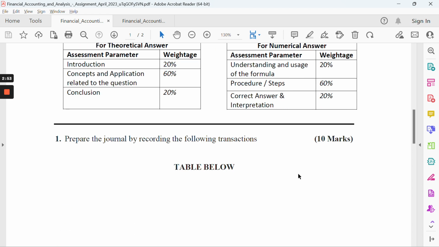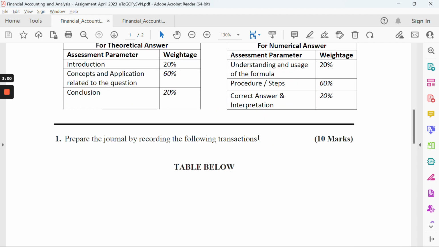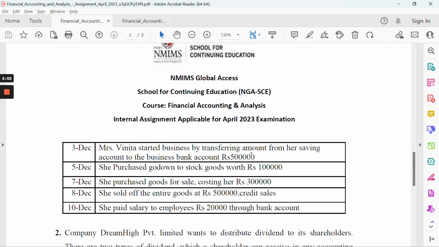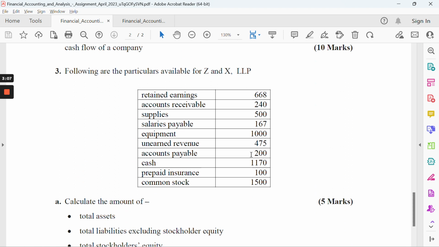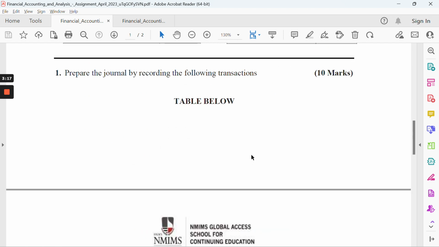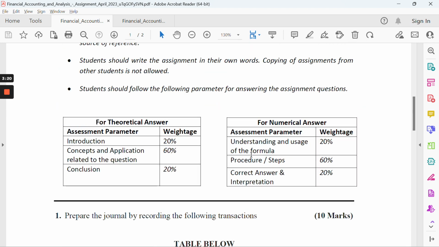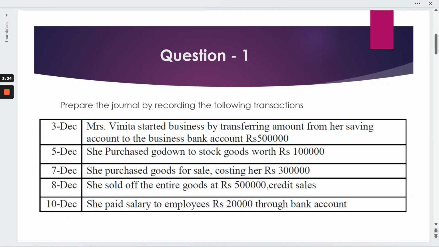Now if I talk about this particular assignment for the April 2023 cycle, if you see at the top, it's the April 2023 cycle. The first question is completely numerical-based, the second is theoretical-based, the third A is numerical-based, and the third B is a theoretical one. So 50% is the numerical part and 50% is the theoretical part. Let's see each question one by one and see what content you can find from the book and what's the best answer you can write. So let's jump to our first question.